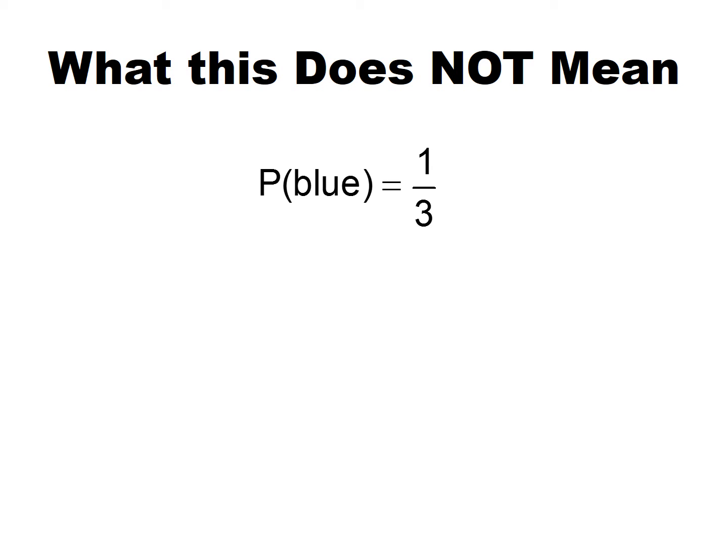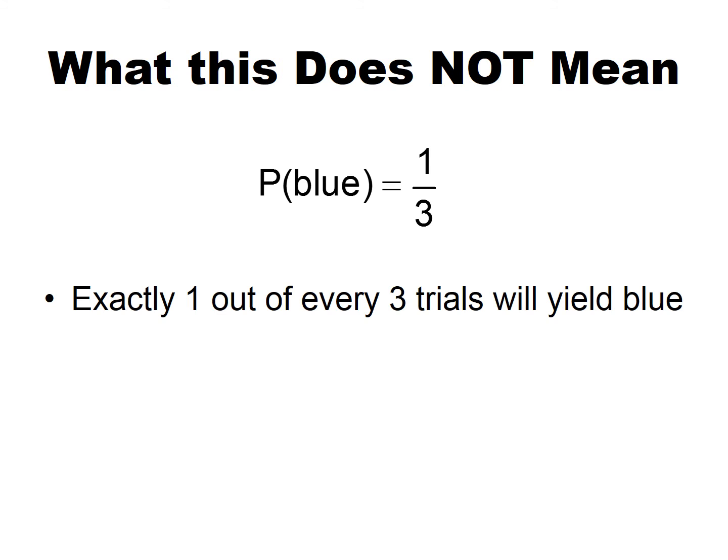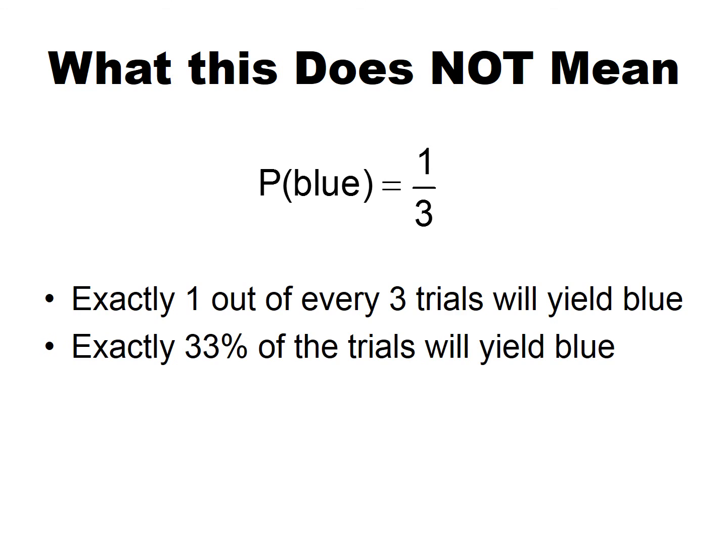So we calculated the probability of blue equals 1/3. Let's talk about what this means and what it does not mean. So first of all, it does not mean that exactly 1 out of every 3 trials will yield blue. So it doesn't mean that if we spin the spinner 3 times, we're going to get blue exactly once. No. We might get blue exactly once. We might get it 3 times. We might get it 0 times. We might get it 2 times. It doesn't tell us exactly what will happen on 3 trials.